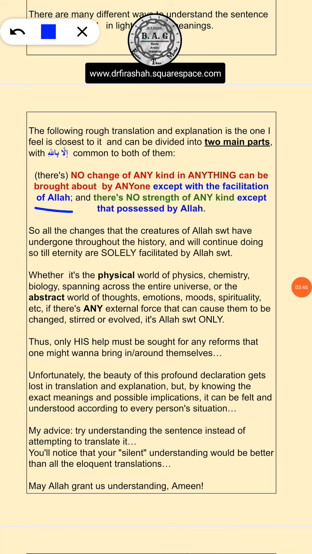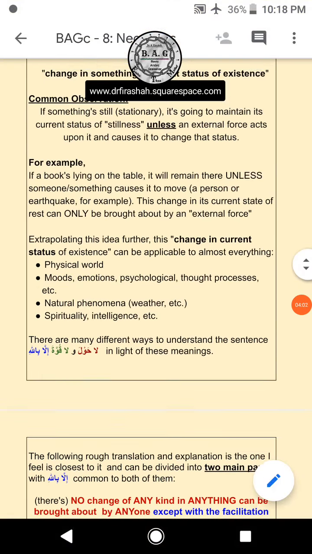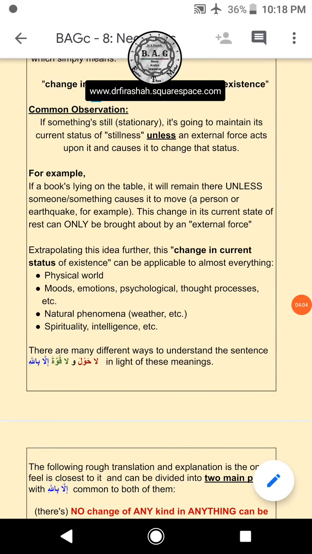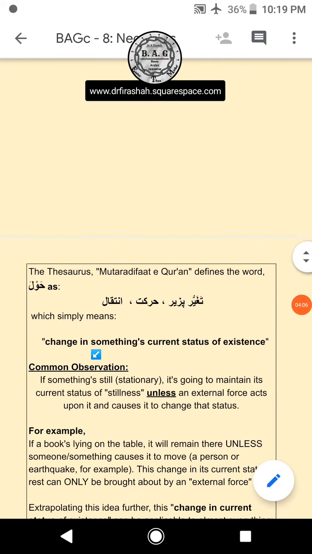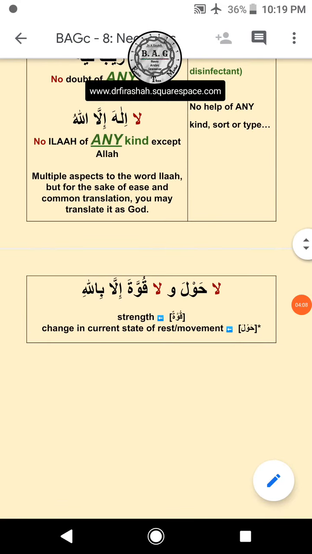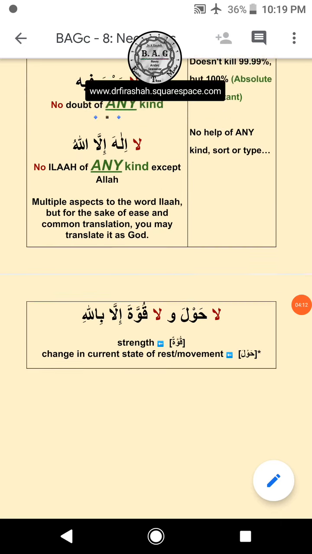So my advice, as you can see here, is that you should try and understand the entire sentence in Arabic instead of attempting to translate it, because your silent understanding is going to be better than all the eloquent translations put together. Because that's the reason behind our learning Arabic. I hope that this profound statement of la hawla wa la quwwata illa billah is now clear.